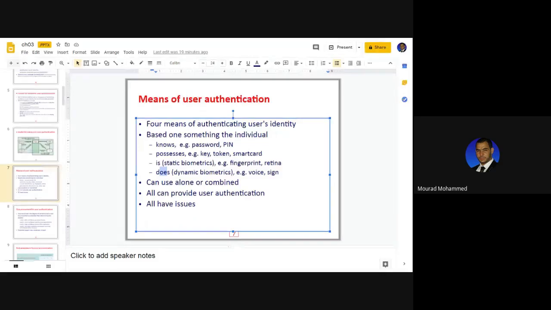Either you know something, or you possess something, or you are something, or you do something. One of them at least, or the totality. It depends on the context of the system, the environment you are trying to be authenticated for. One only can be utilized, or all of them combined. Remember, those are means to authenticate, but they do not give 100% security. Still, we have issues to face. Still, whatever the standard, even if we apply it perfectly and with 100% proficiency, we will still face issues.